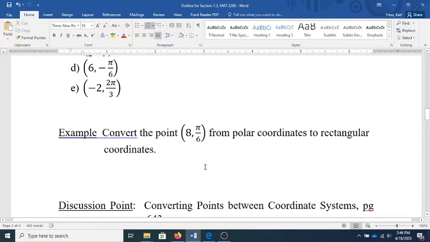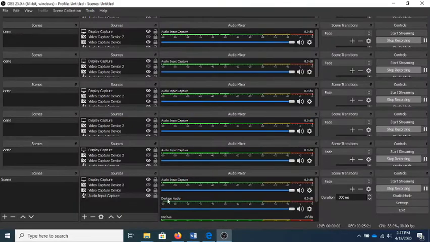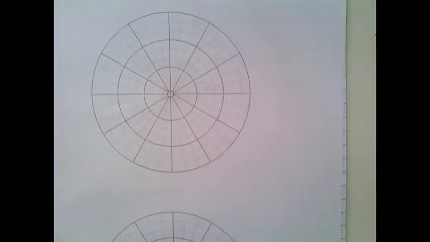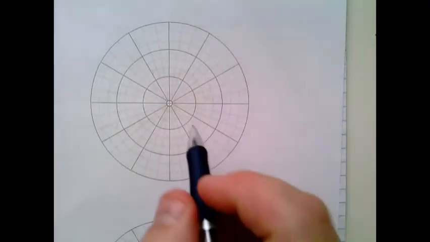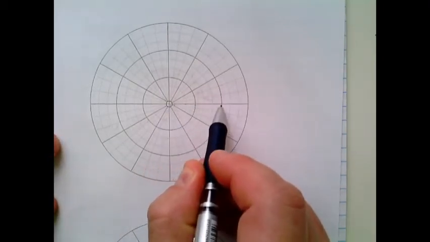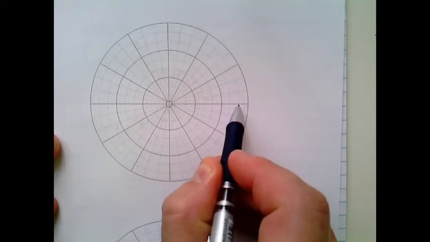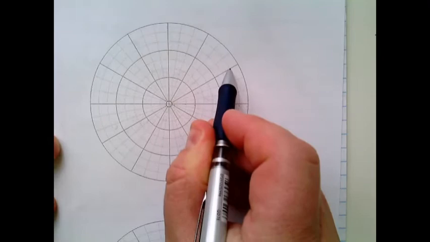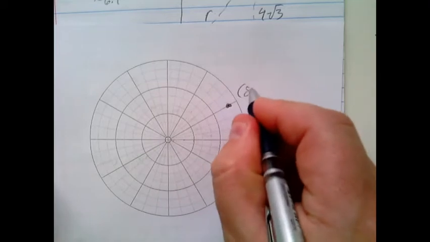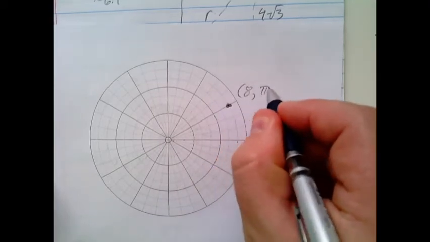Alright, here's a point that's in polar coordinates, 8 comma pi over 6. Let's convert that point from polar coordinates to rectangular coordinates. Let's go ahead and plot that point, 8 comma pi over 6. So I'm going to come out 8 circles. 1 circle, 2 circles, 3 circles, 6 circles, 9 circles. Oh, there's 8 circles. And then I'm going to follow the circle for r equals 8 up to the angle of pi over 6. And that gives me the point 8 comma pi over 6.